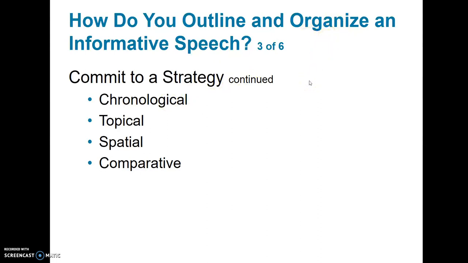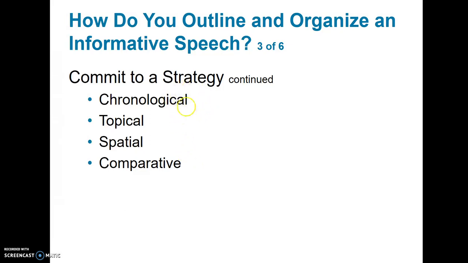And what we're looking at here is, okay, now you come up with your points. Let's say you have 3 main points for the body of your speech, and you want to think about what order do I put these points in? Do I put them in chronological order, topical, spatial, comparative? For an informative speech, these are the top orders. And what we're saying is, which point do I present first, second, or third?